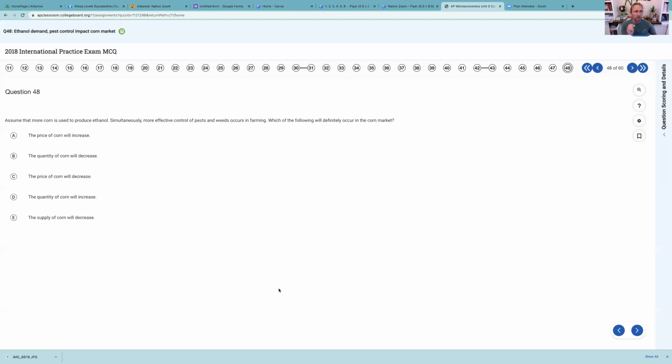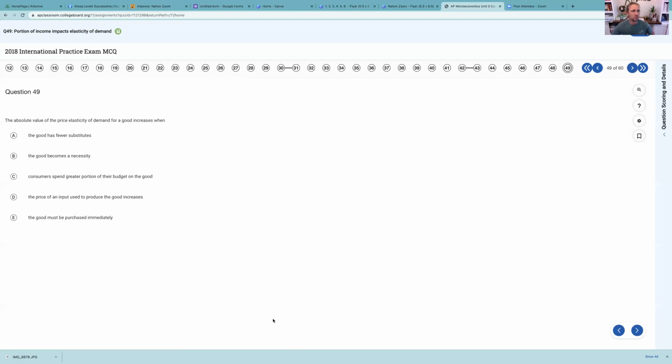Okay? Simultaneously, more effective control of pests and weeds occurs in farming. That's going to result in an increase in the supply. You increase the supply, and the result is a decrease in the price and an increase in the quantity. What's definitely going to happen, if you have both of those happen simultaneously, is quantity is going to go up. So your answer there is answer choice D. Double shifter question, super easy. Draw two supply and demand graphs, show the change in both, look at the change in price, change in quantity. Here, the price is indeterminate. One goes up, one goes down, but the quantity is definitely going to go up when both of those happen.